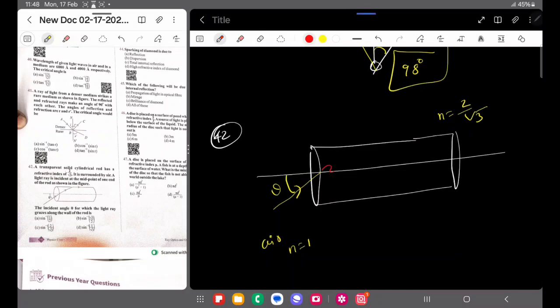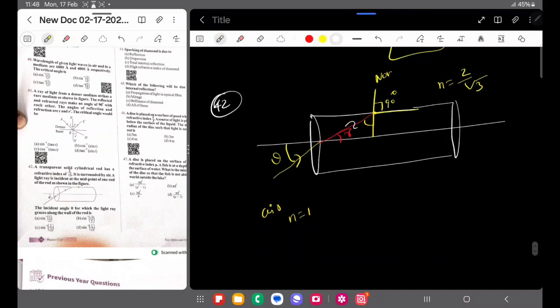Obviously light rays are entering from air to glass, so the light ray will bend toward the normal. The refracted angle is r. Again it gets intercepted by the interface one more time. This time the light ray is grazing all along the wall of the rod. At this point, if you draw the normal, it looks like this. This is the angle of incidence, and this is the angle of refraction.